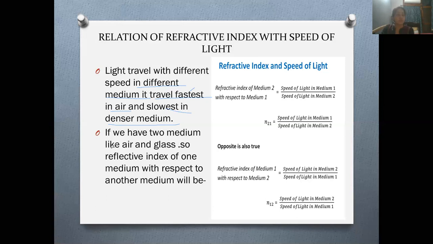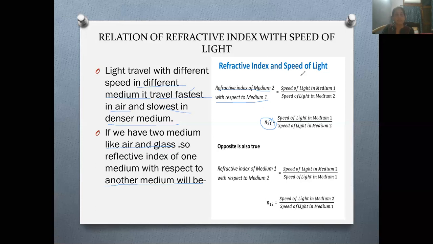If we have two media, like air and glass, one is air, another is glass, how will you calculate the refractive index of one medium with respect to another medium? This is the formula. Let's check. Refractive index of medium 2 with respect to medium 1. So we will write the symbol n21. n21 shows the refractive index of medium 2 with respect to 1. This is the symbol of how we will write refractive index.